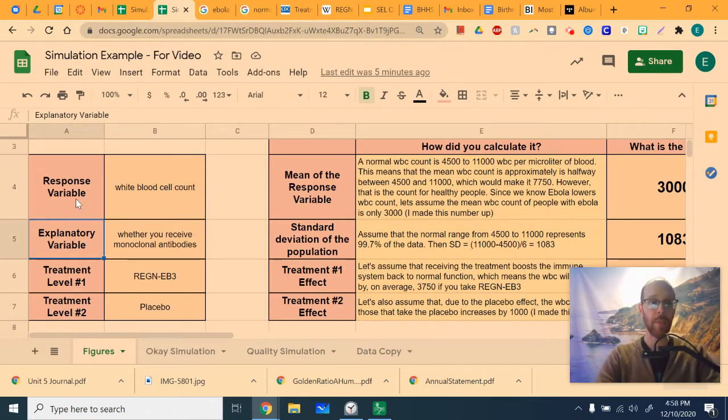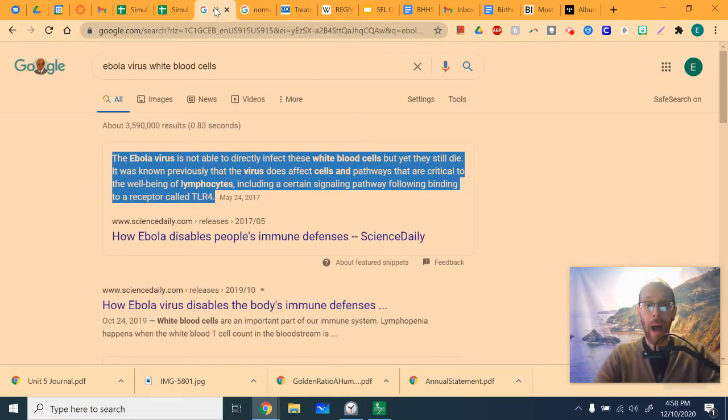So the first thing I was looking for is what is something that Ebola affects? By doing a little bit of research and by asking my science teacher, I found that it affects white blood cells. A little more research led me to conclude that it lowers the level of white blood cells. Now, this is not true for all diseases. Some diseases are actually going to elevate your white blood cell count as your immune system fights the infection, but in this case, it lowers them.